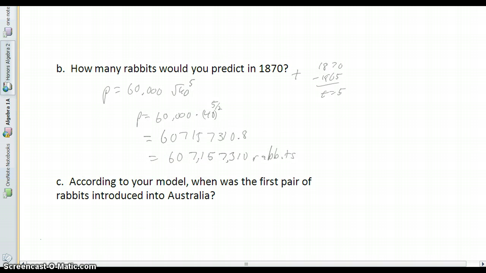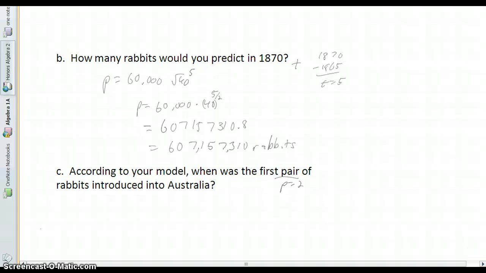For part C, it says, according to the model, when was the first pair of rabbits introduced into Australia? So the pair is the key word because it tells us that p should be equal to 2. And this time we're going to be solving for t. Alright, so we'll start with that. So 2 would be equal to 60,000 times the square root of 40 to the t. So the first thing we do is divide by 60,000 and get 1 over 30,000. It's equal to the square root of 40 to the t.